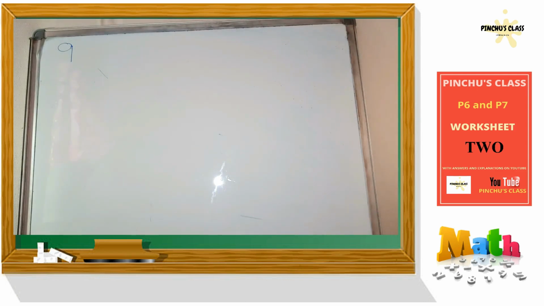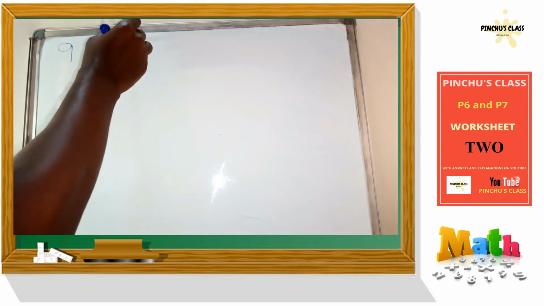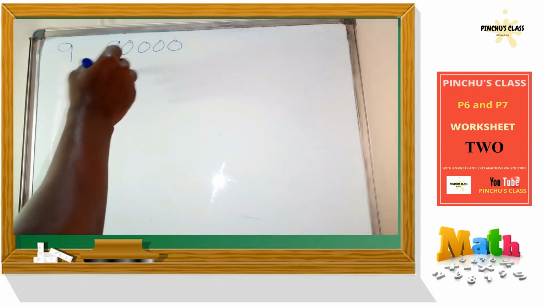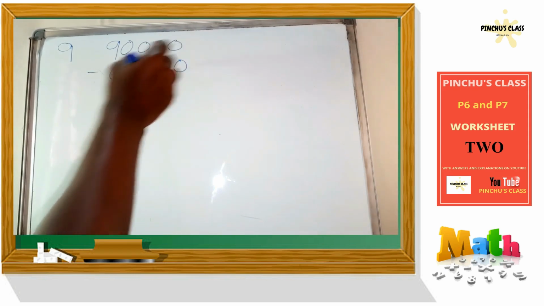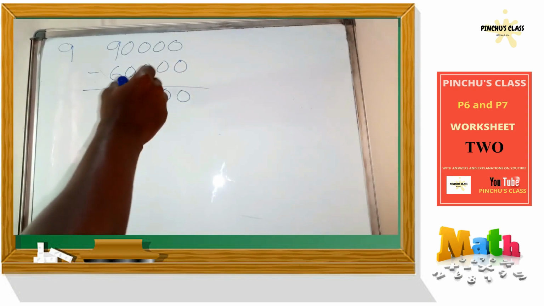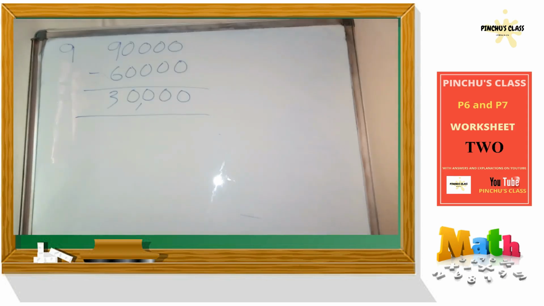School fees of a certain school was reduced from 90,000 shillings to 60,000 shillings. Calculate the percentage decrease. So first of all, we are going to find the amount decreased. So we're going to do 90,000 shillings minus 60,000 shillings. So this will give us 30,000. So that's the amount they reduced.